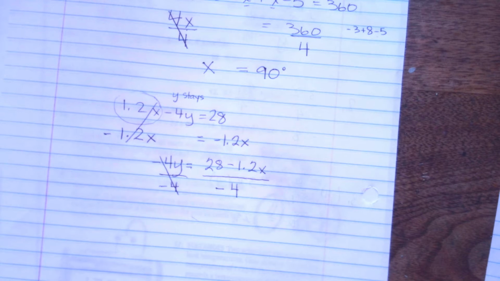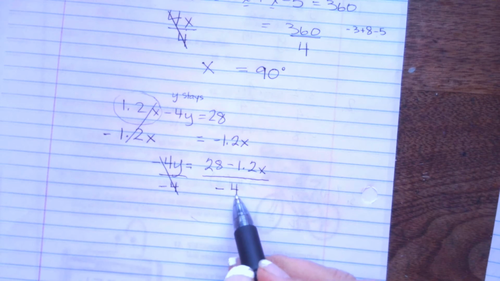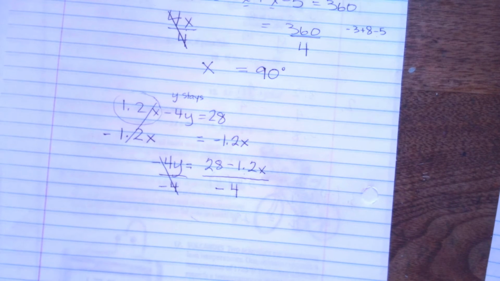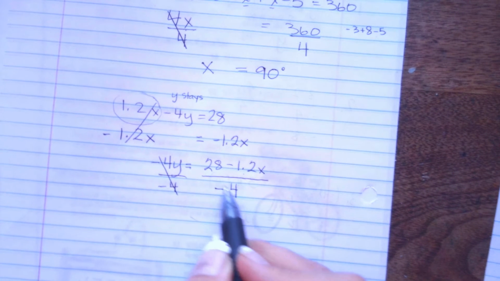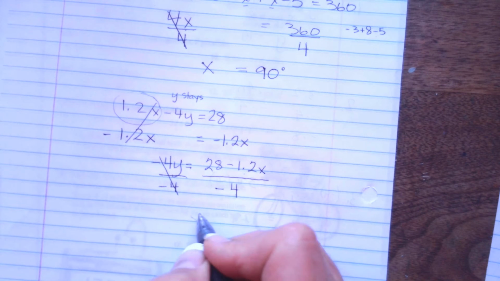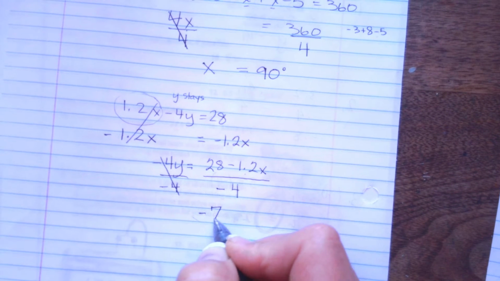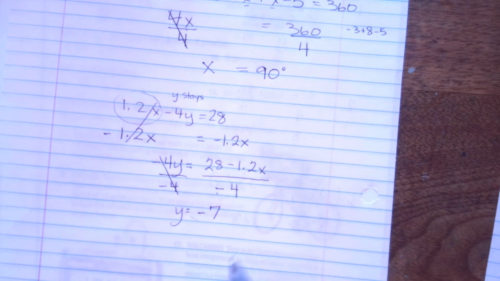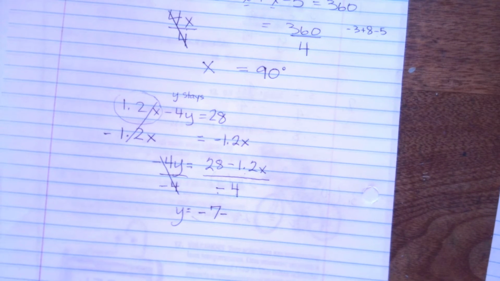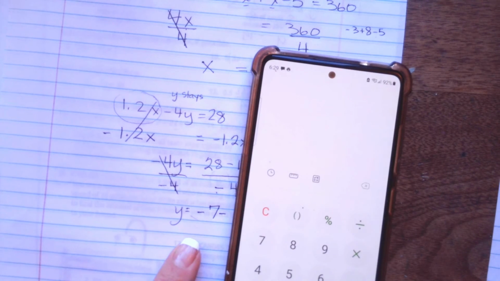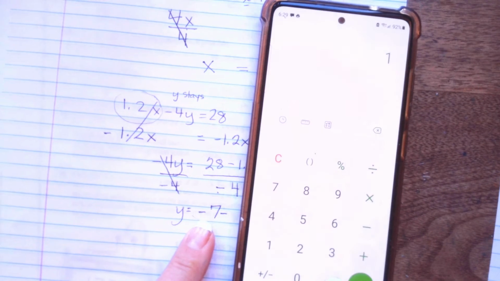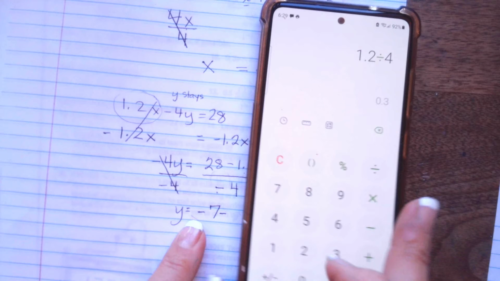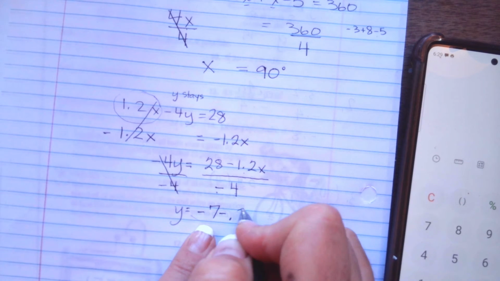So this is what I know. I know that 4 can divide into 28, and I know 4 can divide into 1.2 because 4 divides into 12, right? So I'm going to say 4 goes into 28 how many times? 7. And so I know it's negative because this is a negative. And then I have a minus 1.2. So I'm going to grab my calculator and I'm going to do 1.2 divided by 4 is 0.3x.